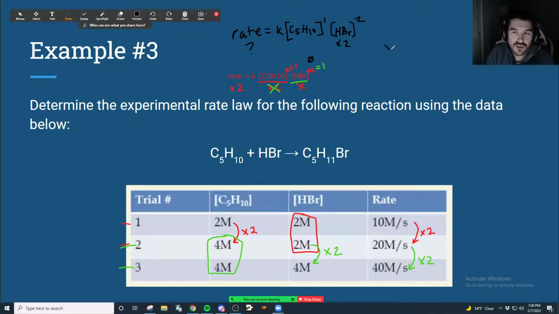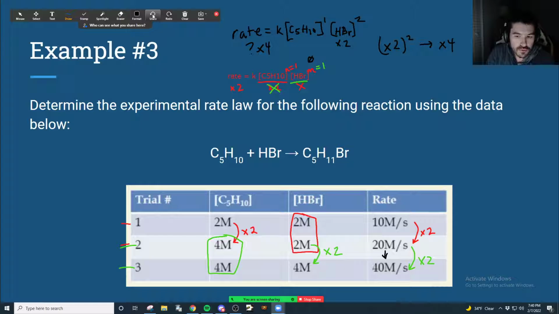So it's times 2 squared, which is actually times 4, okay? So that's what we would expect to see in the data. We would expect to see a times 4 multiplier with the rate. So this would go from 20 to 80, right? That's what we would expect to see in a second order reaction, or if something was second order with respect to HBr.